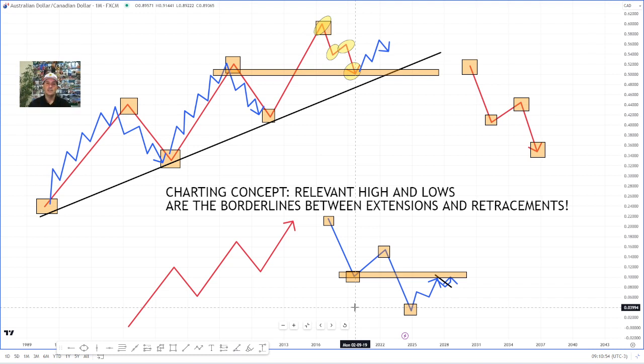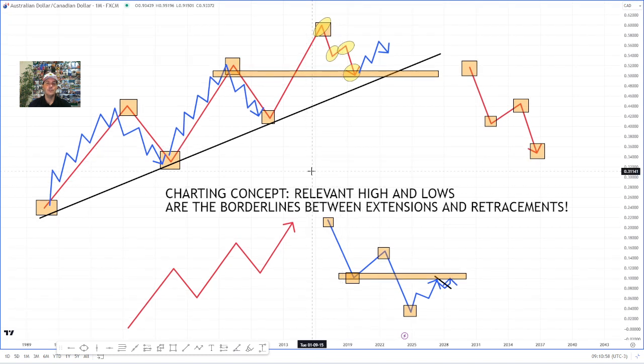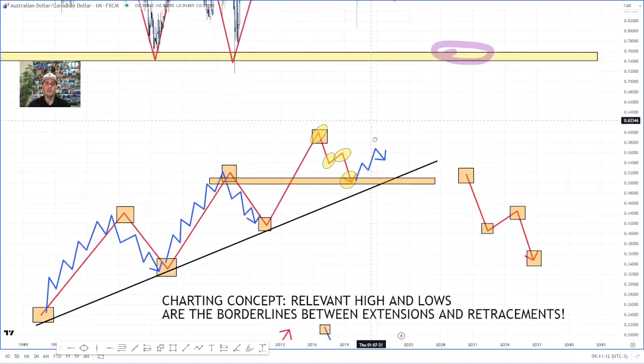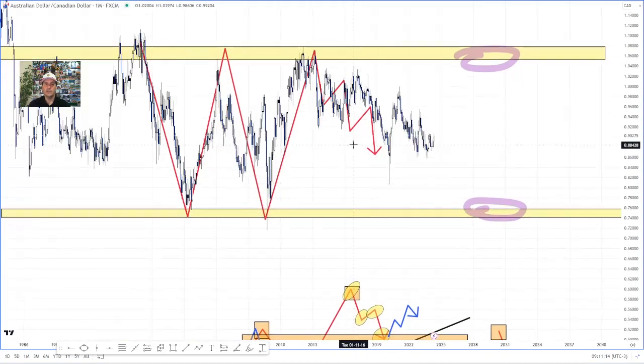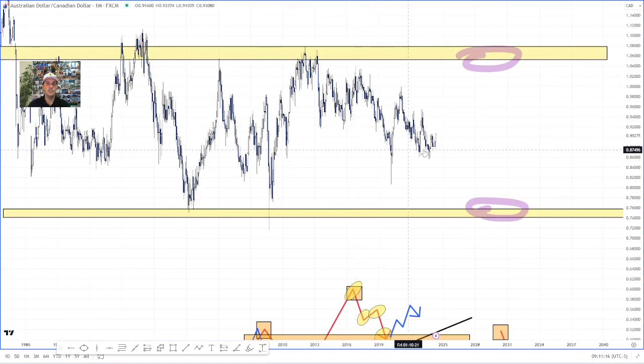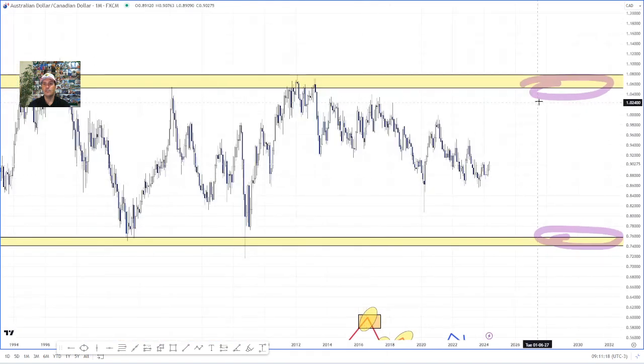Just remember that the market, in order to move, must wave. It must go from extension, down extension, into retracement, down extension, into retracement. So before we talk about the different market behaviors, now we are on the AUD monthly chart.